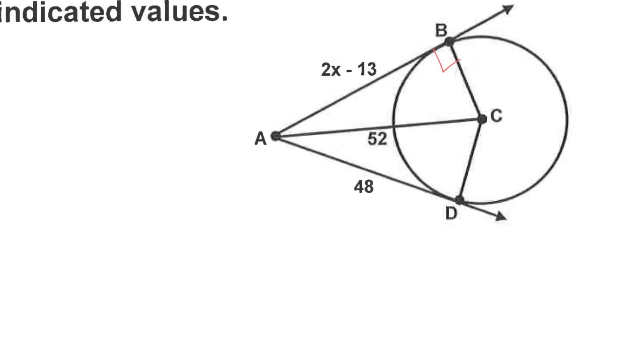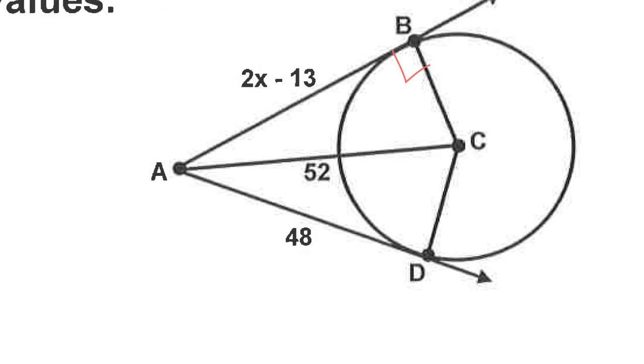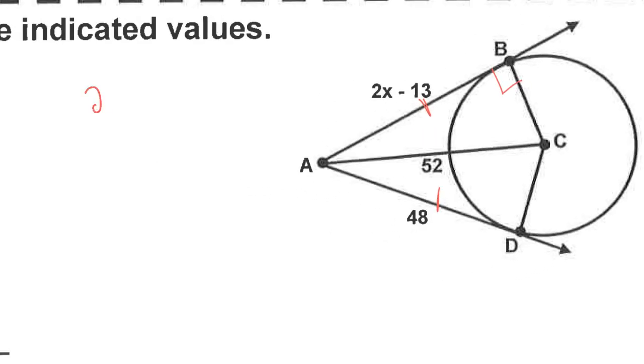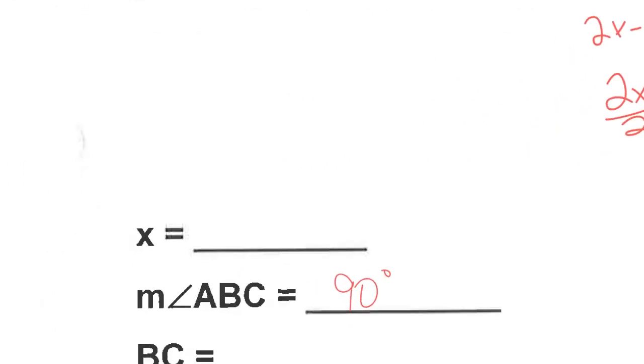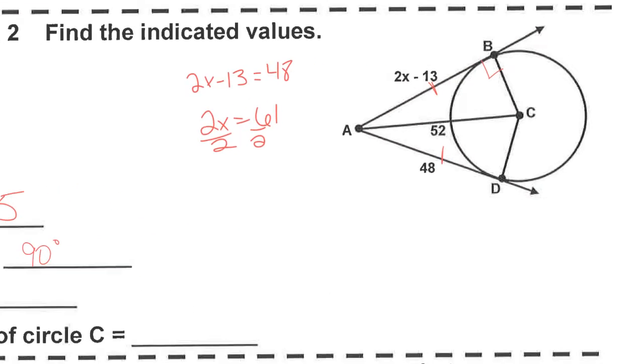Now, what I also notice is I've got this exterior point A, and it goes to a point of tangency at B and D, which means that these two lines are congruent. So to find x, I take the 2x minus 3, or 13, and I set it equal to 48. Now I have 2x equals, if I add 13 to both sides, I get 61. Then we divide both sides by 2, and I got x was 30.5. So not too tough, pretty easy to do.